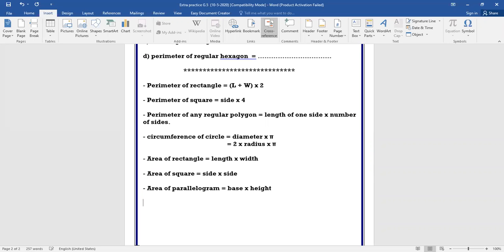And area of a triangle will be half multiply length of base multiply height. These are the formulas, everyone.